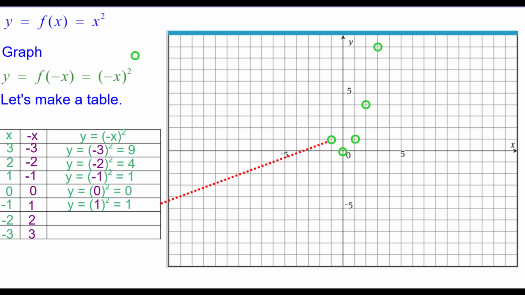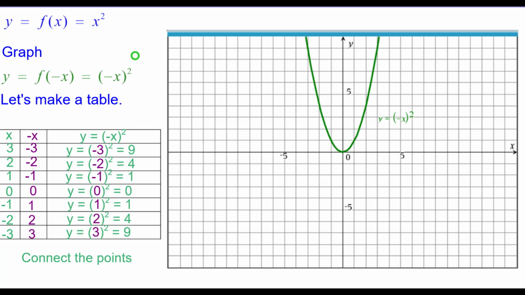The opposite of negative 1 is positive 1. Squaring that, you get 1, so negative 1, 1. Opposite of negative 2 is 2. Square that, you get 4. Negative 2, 4. And finally, negative 3, 9. Connecting the points, this is the graph of y equals the quantity of the opposite of x squared.